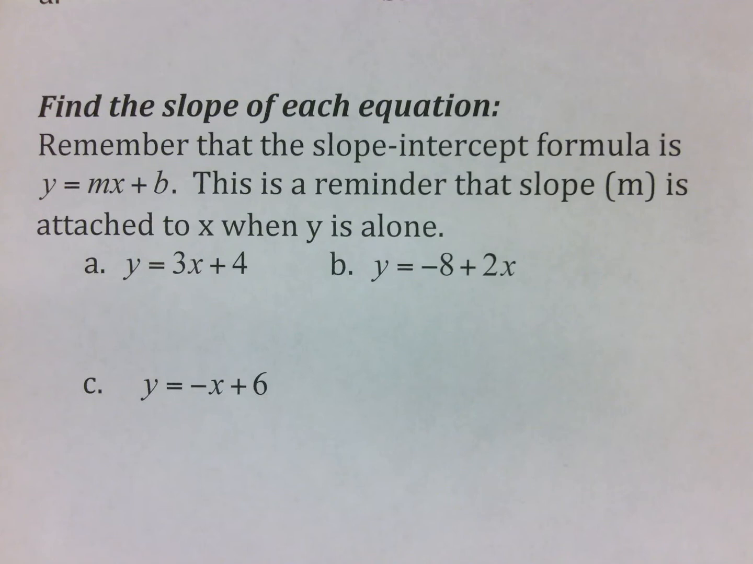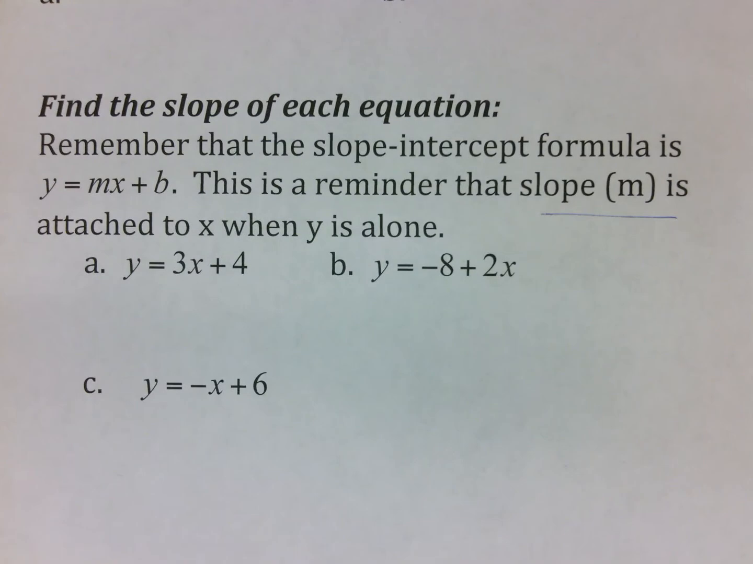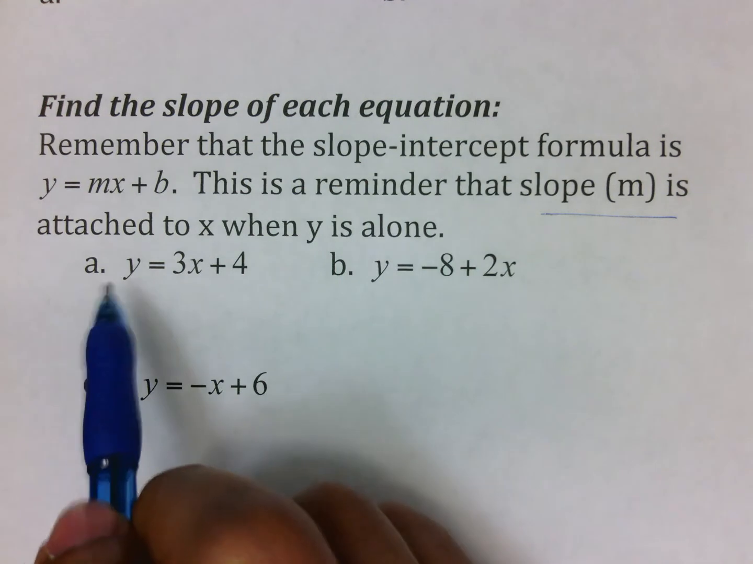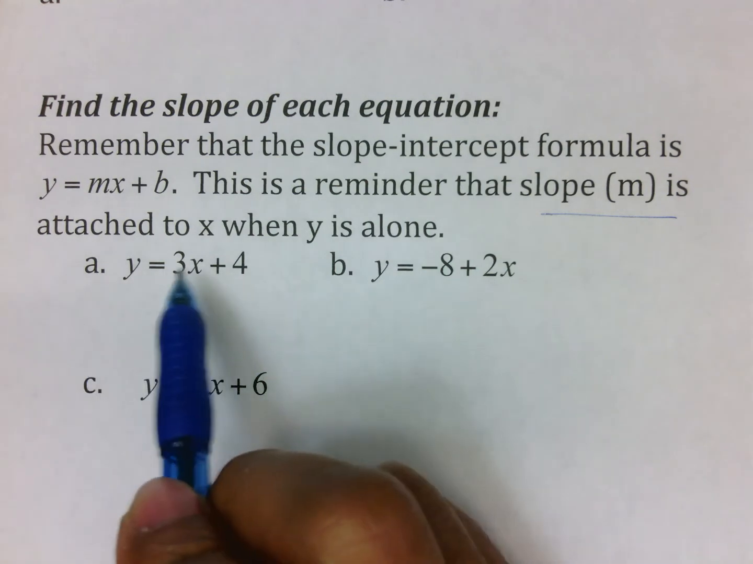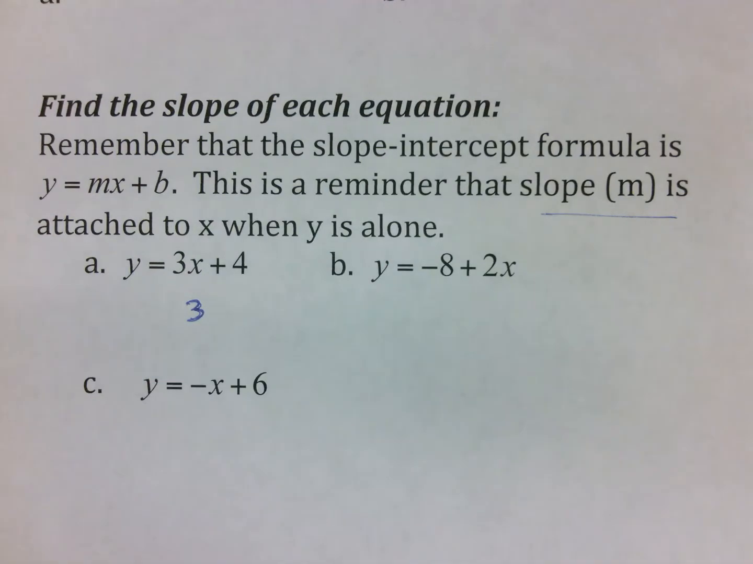This was actually pretty easy. You just had to remember that the slope-intercept formula was y = mx + b, where m is slope and b is the y-intercept. Or as we said, the slope is attached to x whenever y is alone, and that's what we use whenever we graphed our lines. So in this question, we see that y is alone, we see that 3 is attached to x. The slope, or the rate of change, in that question is 3.